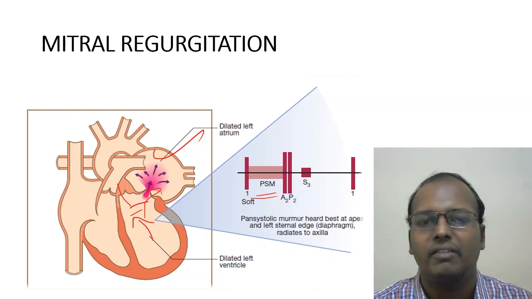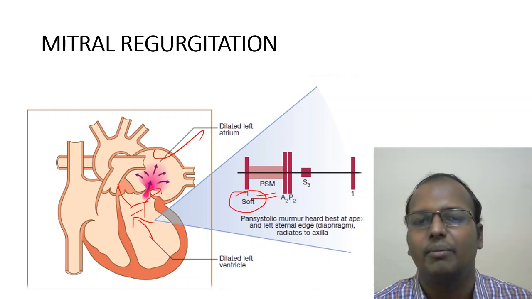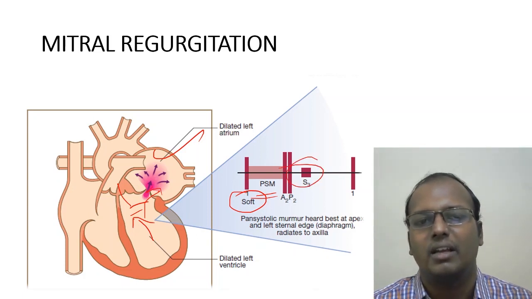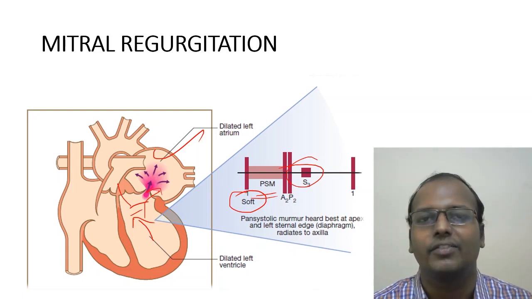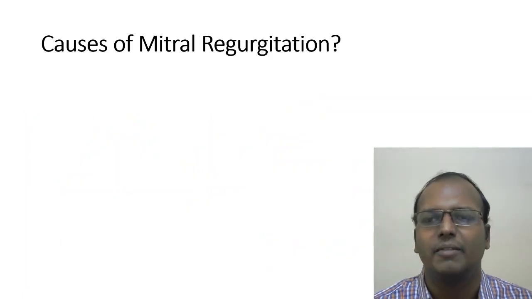Since the valve leaflets are not coapting well, that will lead to a soft S1 and a pan-systolic murmur. Sometimes S3 can be heard. Large amount of blood coming down, again that can produce an S3. S3 occurs in the rapid filling phase, whereas S4 corresponds to your atrial contraction phase. Remember that? Yes. So what are the causes of mitral regurgitation?